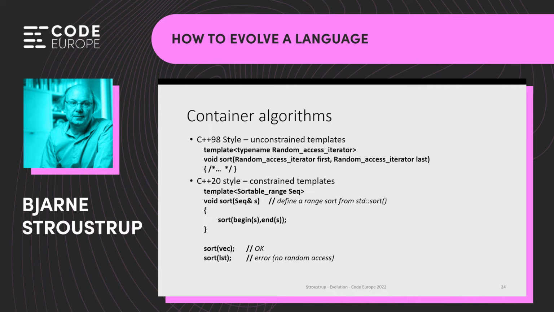So I want to say here that I want something that's a sortable range of elements, and I want to sort it, and the implementation here is the old stuff that we've had for 20-some years. And now I can say sort a vector, assuming vector is a vector. Everything's fine because sortable range is defined, as in the C++ standard library, as a random access sequence with elements that you can compare with less than. And I can try and sort a list, and it will fail because, well, it's not a random access container.